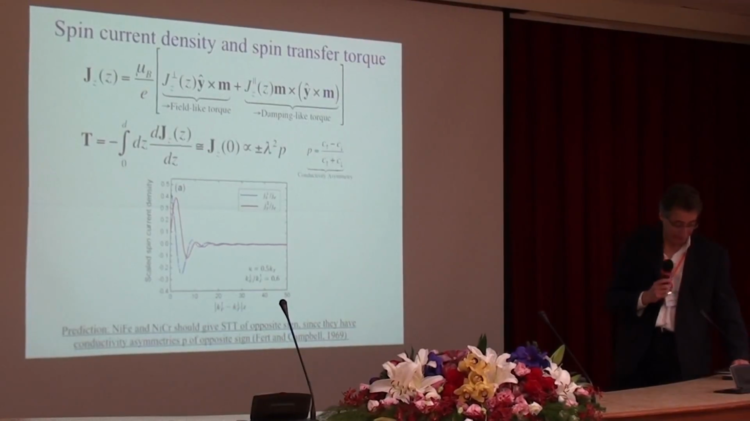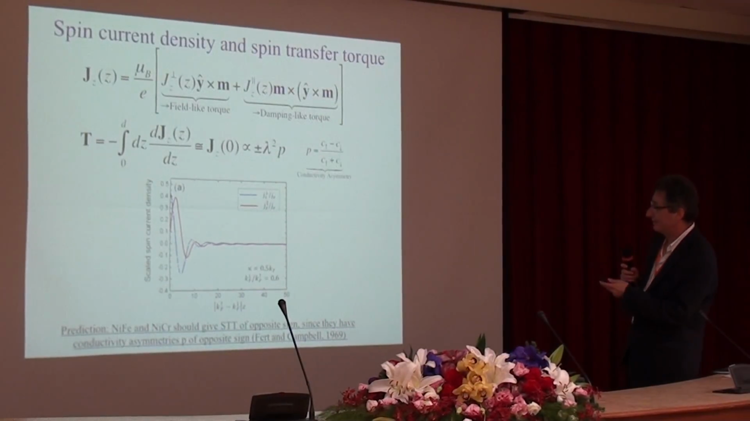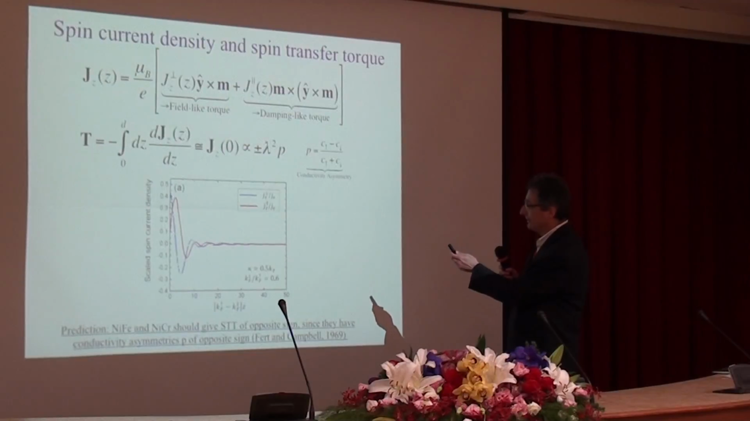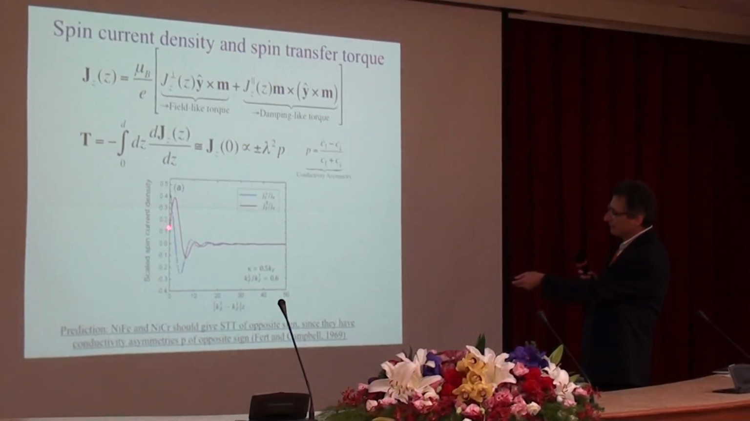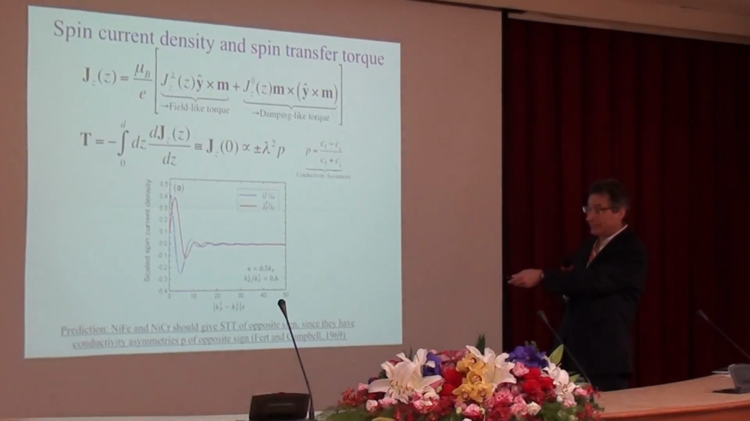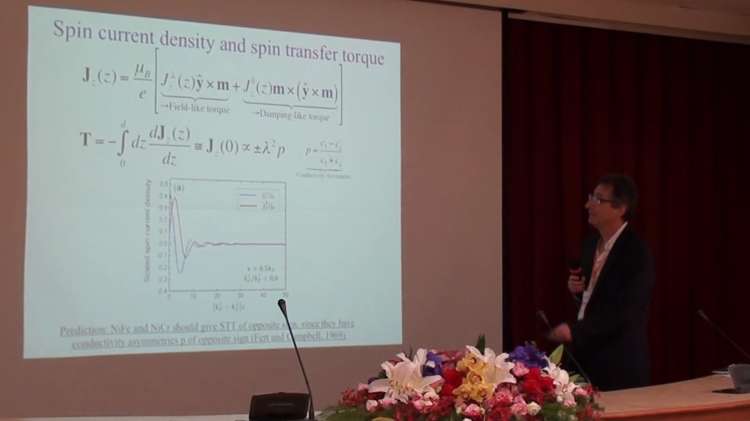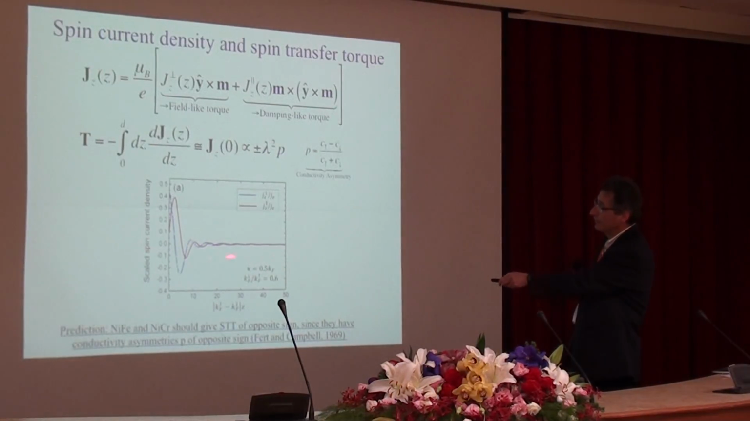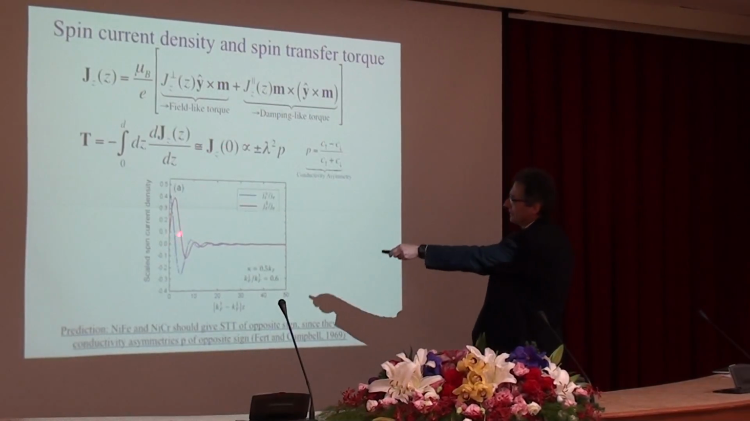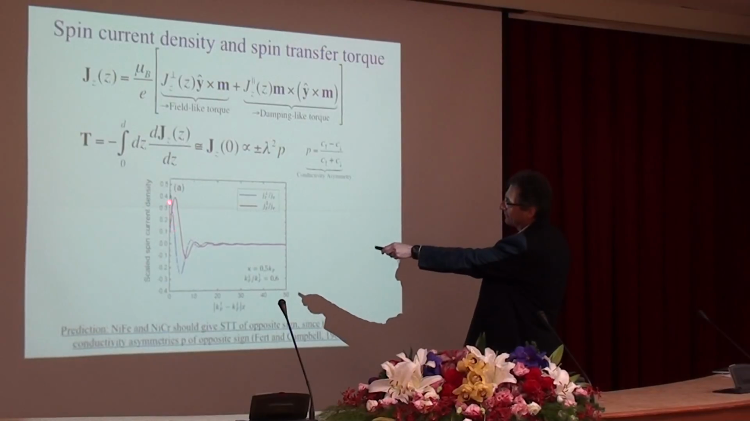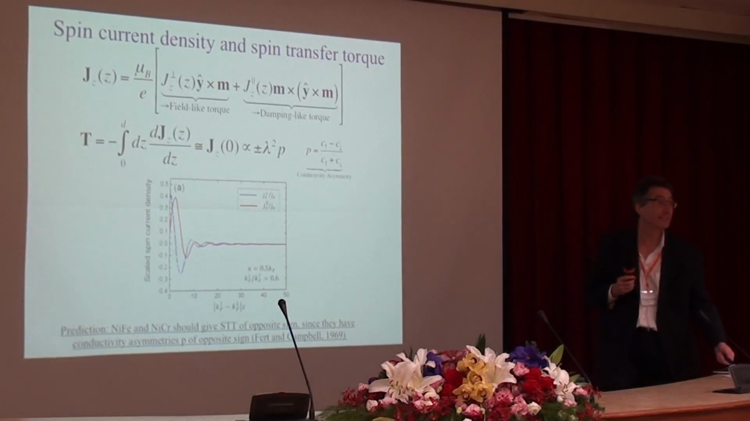Okay, so this is what we got, right? The two components of the torque, perpendicular and parallel. Near the surface, one of the two is much smaller than the other. And then there are all these space oscillations, but these are the spin currents. When you integrate, the torque is just the value of the spin current at the surface. You see, it's different from zero in both cases.